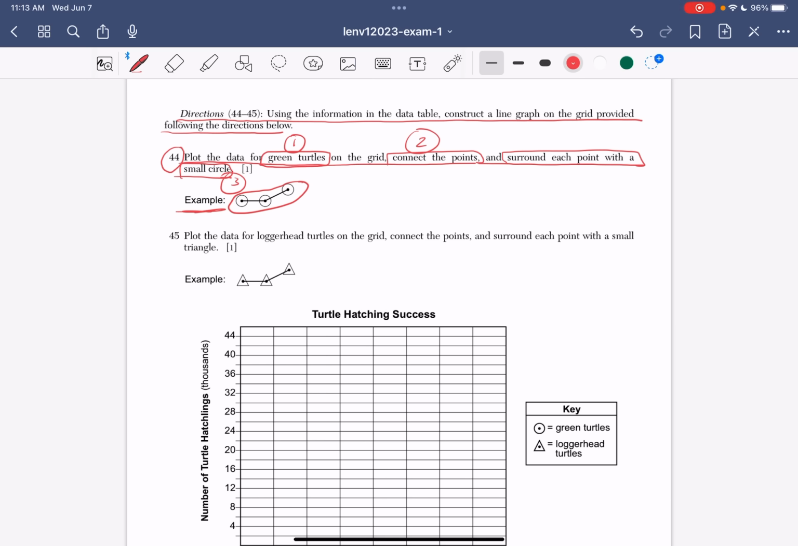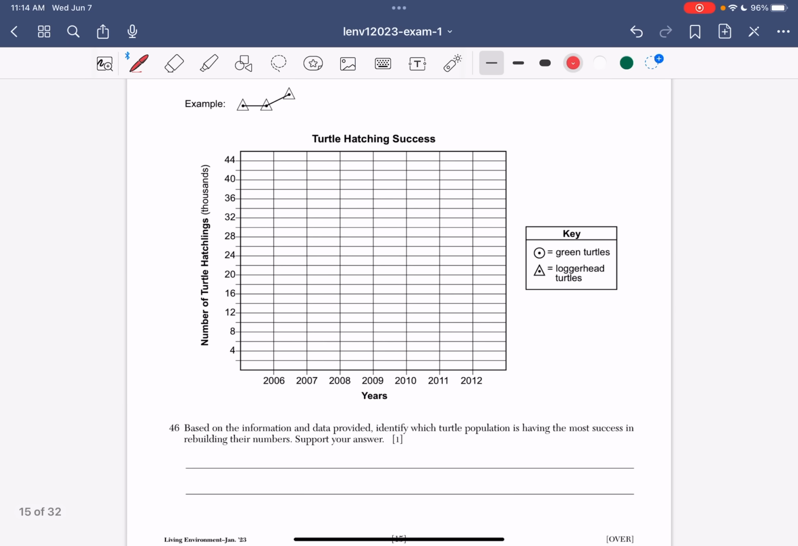So don't worry about 45 right now. Not right now. We're focusing on 44. I want you to take a look at this graph. The amount of joy that brings me that they put in the numbers for you back in the past.